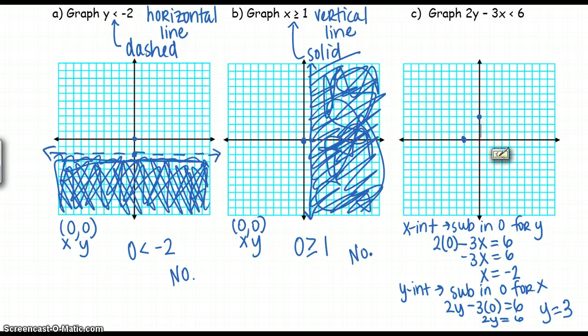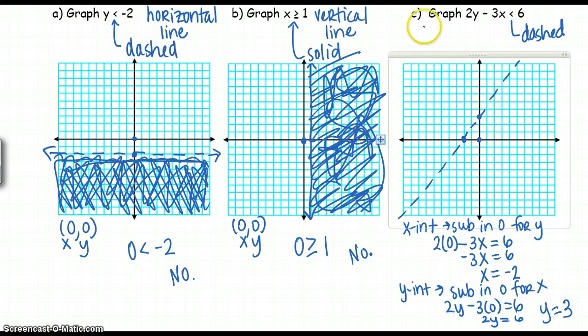We have to figure out if this is going to be dashed or if it's going to be solid. Since it's a less than sign, it's going to be dashed. You're going to dash your line right between these 2 points. Then you're going to pick a test point. I'm going to pick 0, 0. It's just the easiest to substitute in.